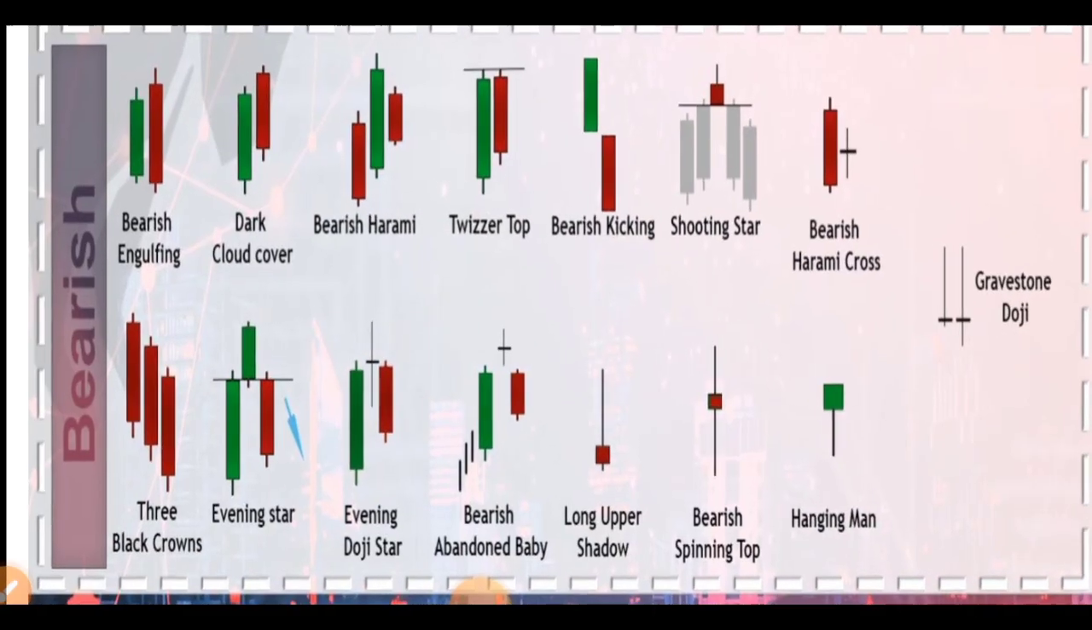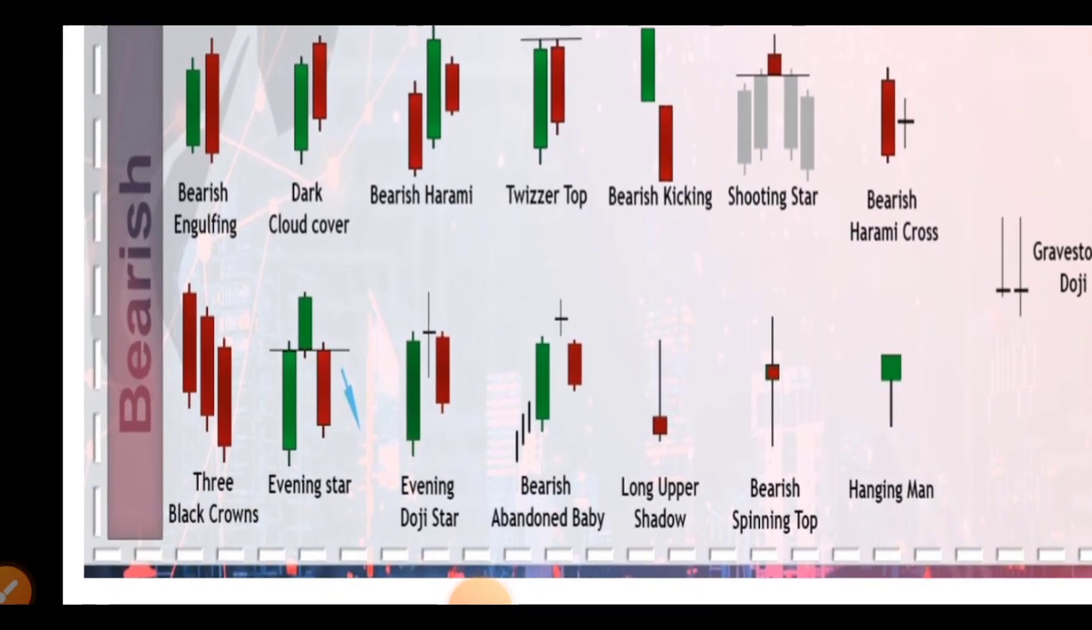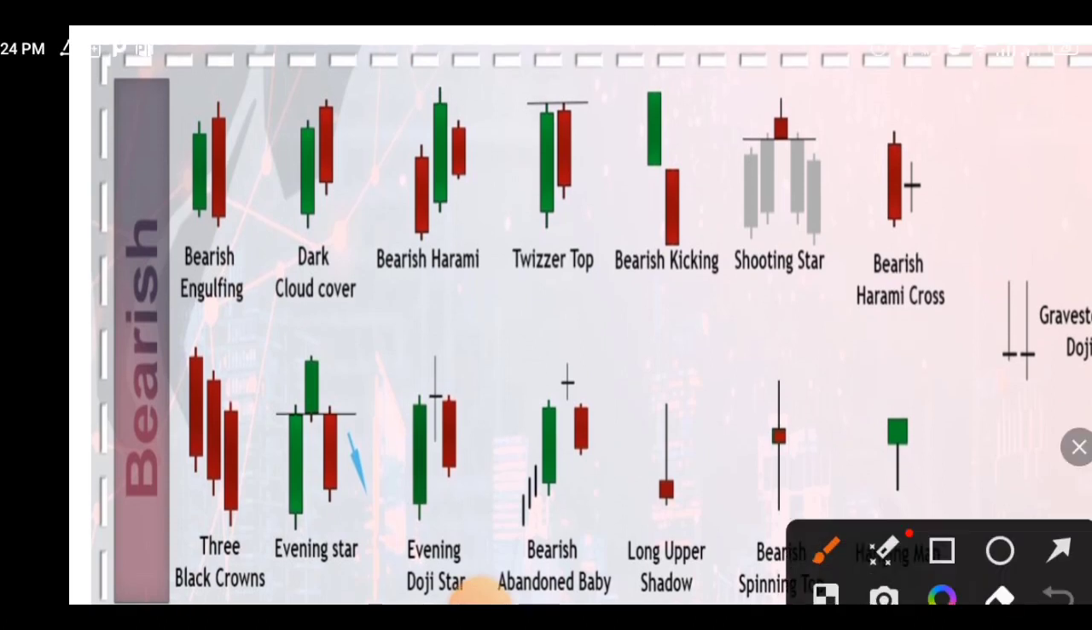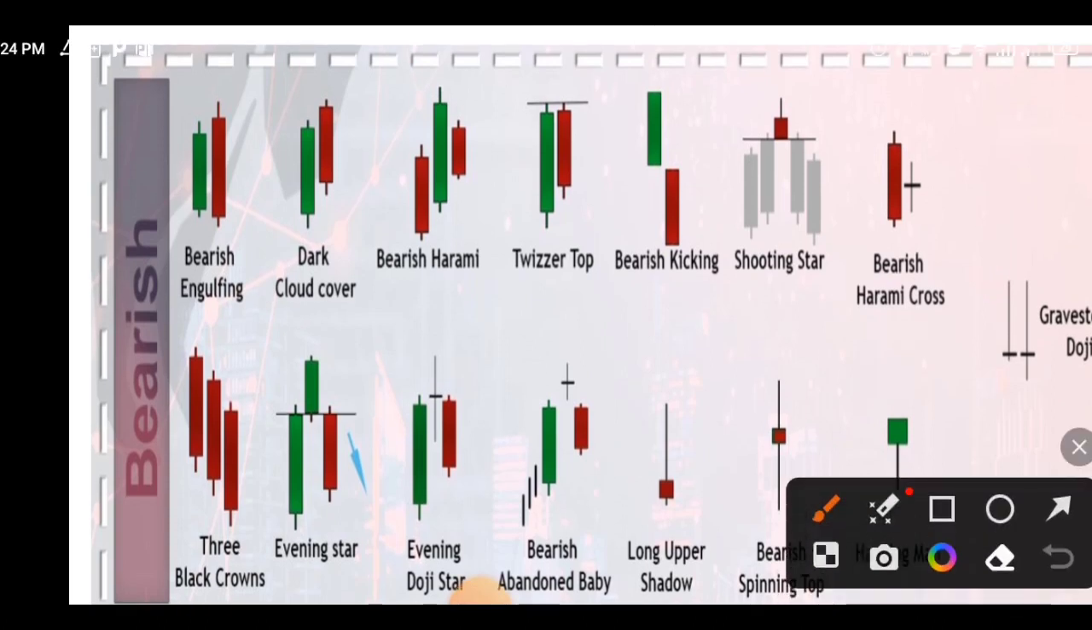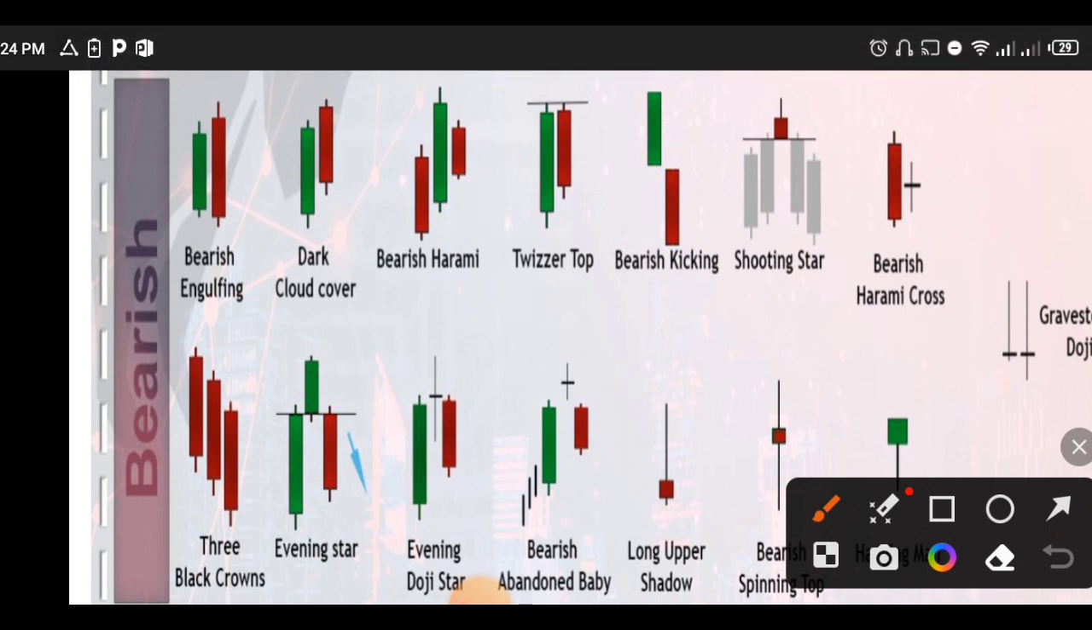So this is the bearish. As you can see, remember I explained the bullish, and I said when the green candle covers the red candle, it is engulfing. Now if the red candle covers the green candle, it is bearish engulfing. So exactly everything that happened in bullish, if you just turn it upside down, you have the inverse. Everything you have in bullish is in bearish.